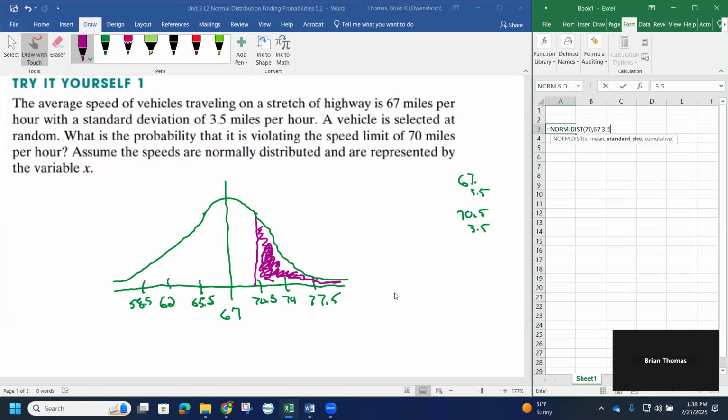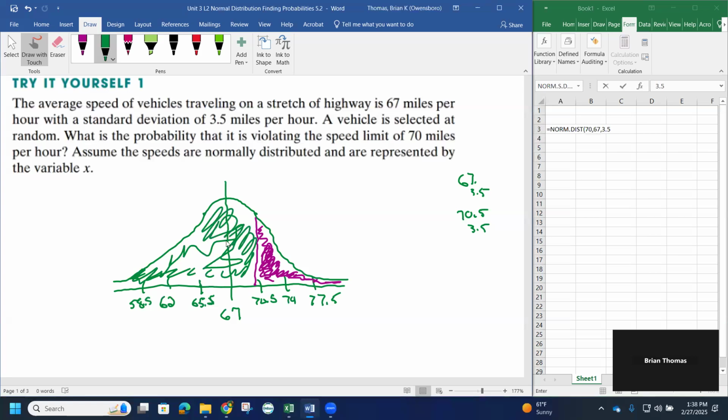And cumulative means we want to add from way over here to way over here. Remember, when it does cumulative, it goes from left to right. Now, getting back to the formula, for the cumulative part, there's a true or false part here. If we say true, then we want cumulative. If false, it will do exactly just the 70 miles per hour. So if I put true there, we want cumulative.